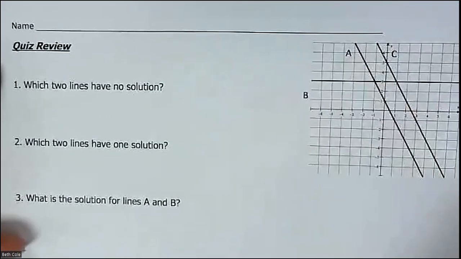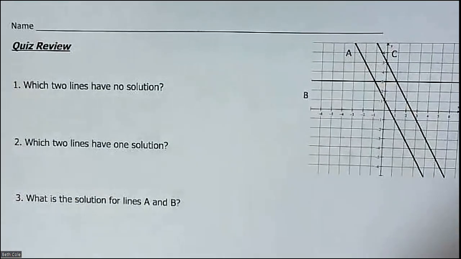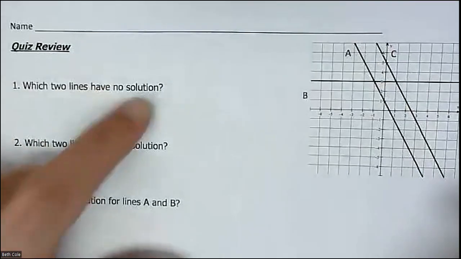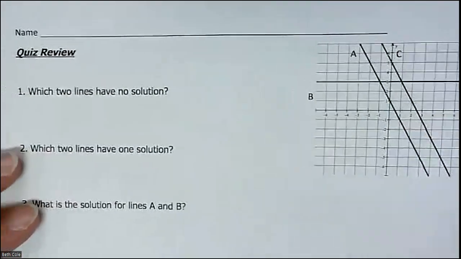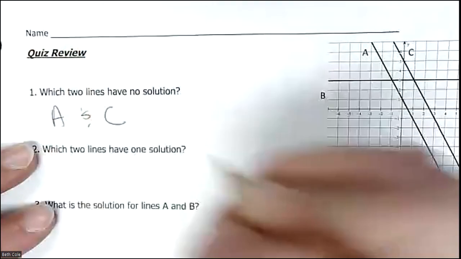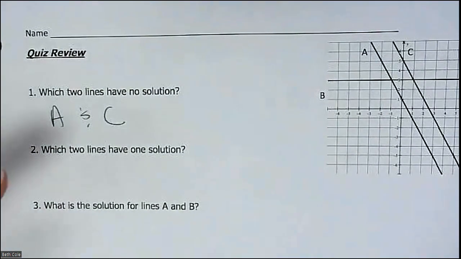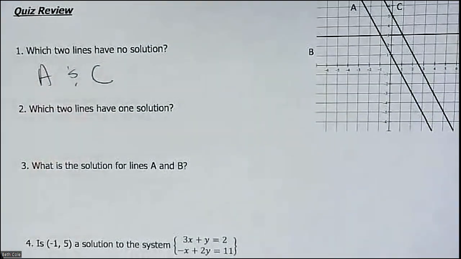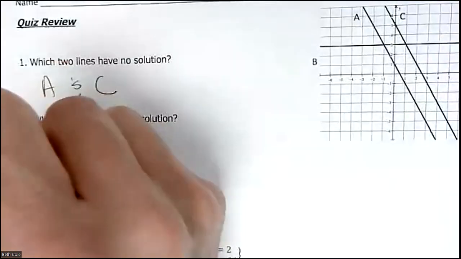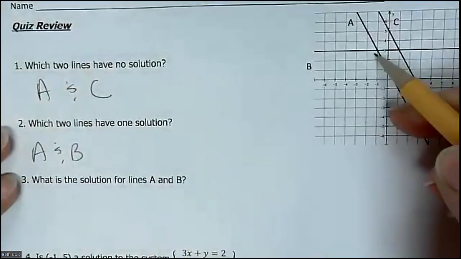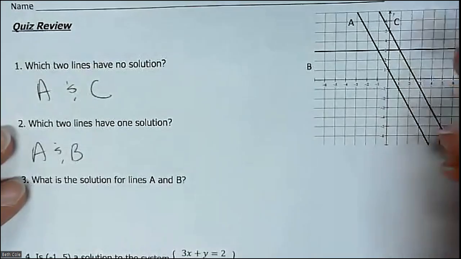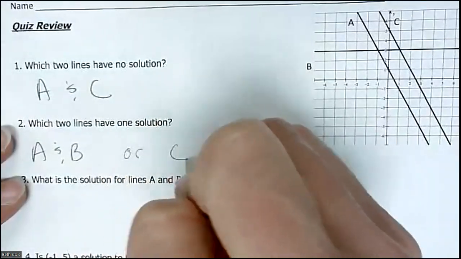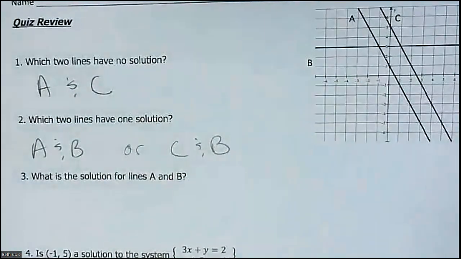So looking at this graph over here, which two lines, so I'm looking for two letters here, have no solution? A and C. Good. They are parallel. So A and C. Perfect. Which two lines have one solution? There's two possible answers. C and B. All right, so A and B would be one of them. They intersect there, or C and B. So those are both acceptable answers.